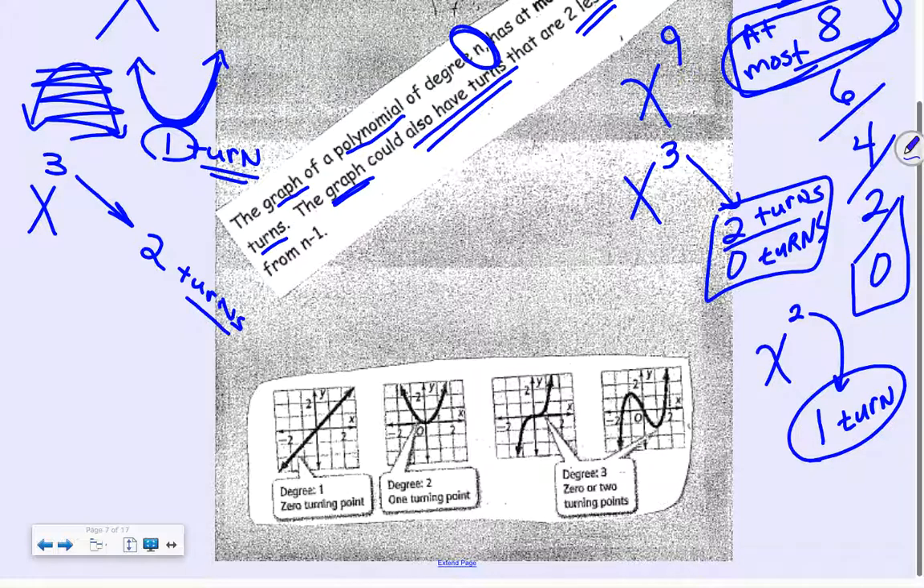Look, I've got one here for you. This graph is what degree? 1. So that means x to the first. So why doesn't x to the first turn? Because if you take the 1 and you subtract 1, what do you get? 0. X to the first doesn't turn. You know why? Because it's linear, and linear is a line. Lines don't turn. Okay, this one is degree 2. How many times will x squared turn? 1 time. I can subtract 2, but then I get to negatives. So 1 time. That's it.